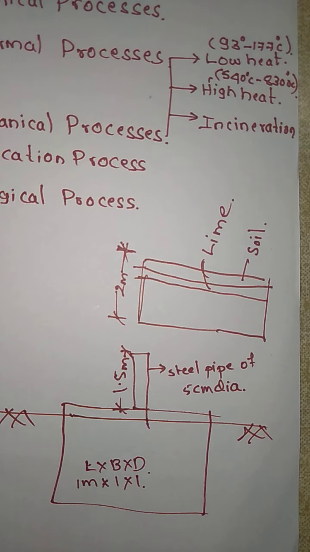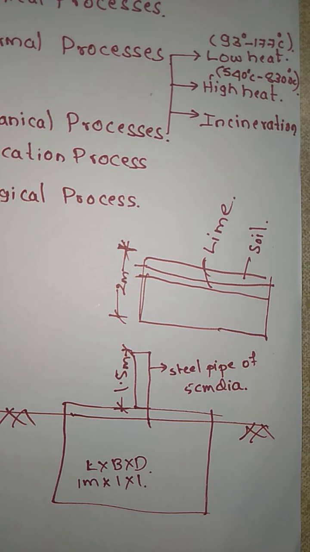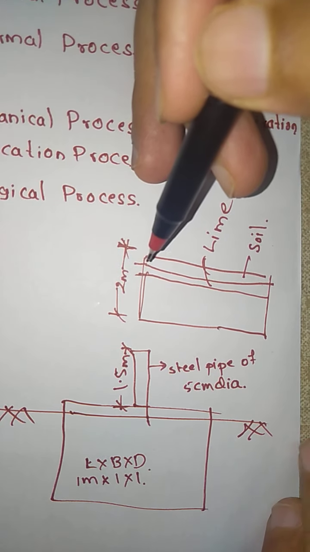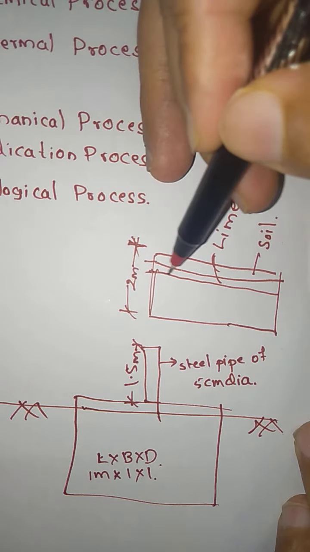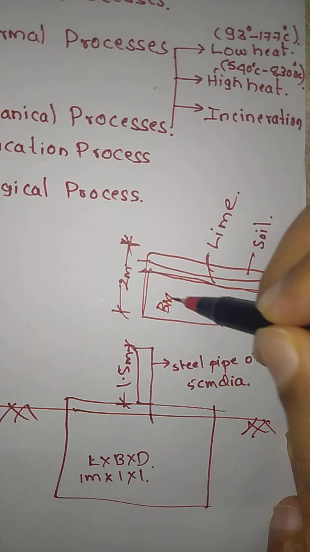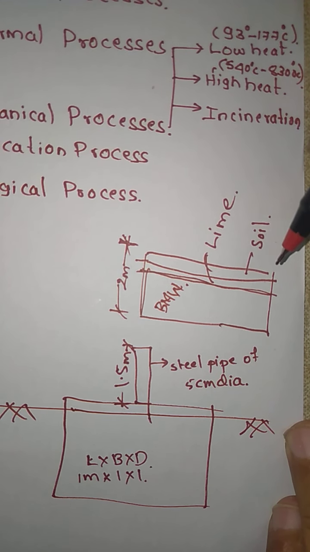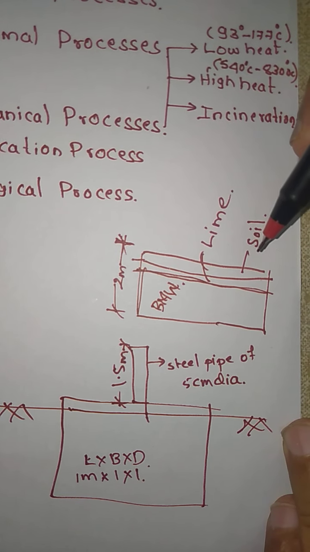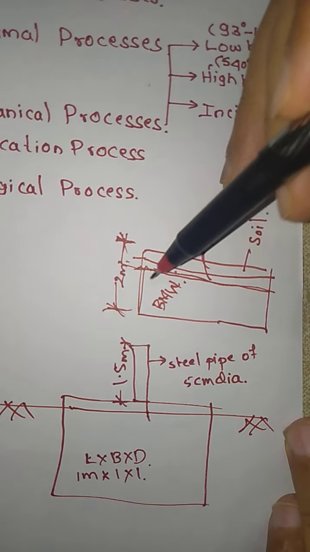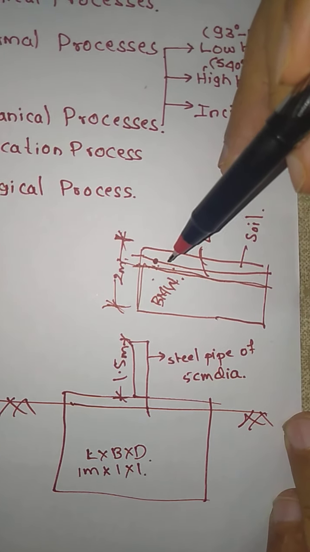Okay, in this particular method, if we want to dispose of biomedical waste, a pit or a trench is dug to about 2 meters. Then it should be half filled with the biomedical waste. On this waste, we are going to cover it with around 50 centimeters of lime on the surface.